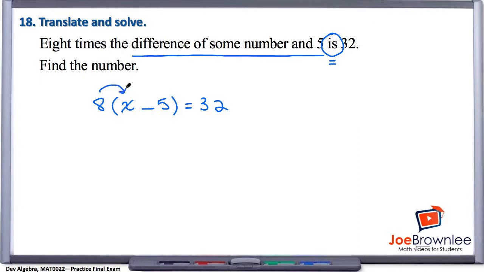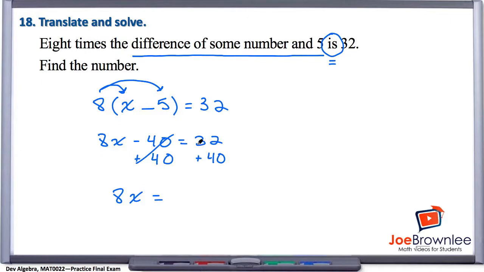All right, so we can start by distributing the 8 through the binomial here. So 8 times x gives us 8x. 8 times minus 5 gives us minus 40 equals 32. Nothing to do on the right-hand side here. We want to get x all by itself and positive on one side of the equal sign, everything else on the other. So we can go ahead and add 40 to both sides. We end up then with 8x, because these 40s go away, equals 32 plus 40, which is 72. And last step, we want to divide both sides by 8, and that gives us x equals positive 9.